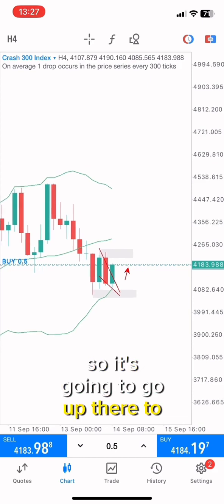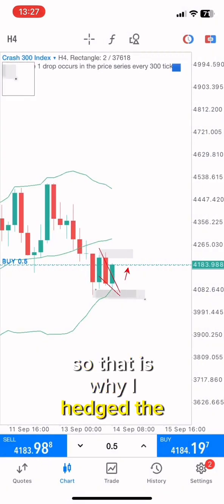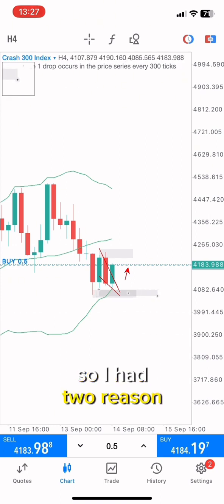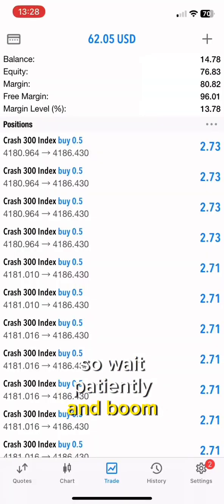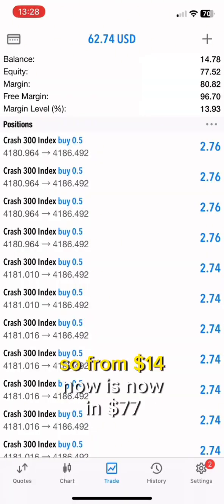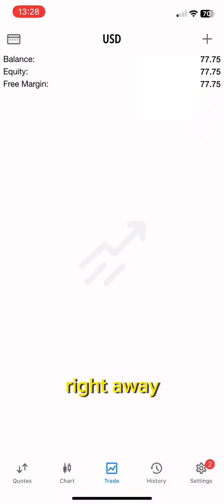So it's going to go up there to the other resistance. That is why I hedged the account. I had two reasons: the trend line and the Bollinger Band. So we wait patiently and boom. From $14 now, it's now in 77, and I closed the orders right away.